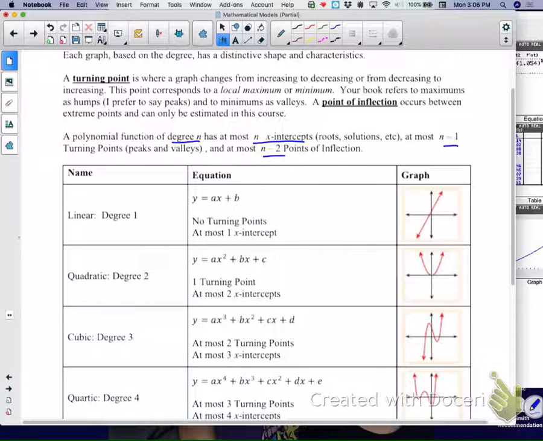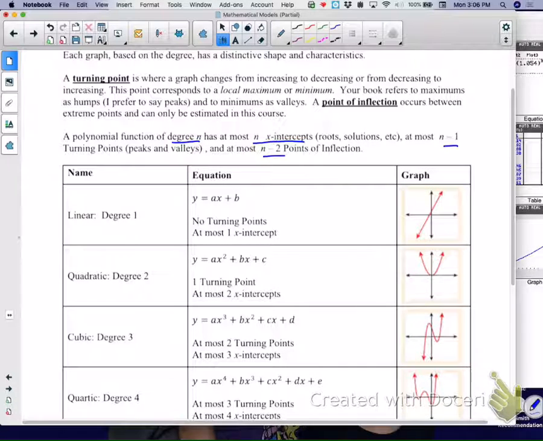Actually, it's at most 1 x-intercept because if you have an x equals line, that one would not have any x-intercepts. But for the most part, a linear graph, degree 1, you're going to have exactly 1 x-intercept. Next, quadratic: ax squared plus bx plus c. This one's going to have at most 2 x-intercepts. Now, the one in the picture there just has 1. And then you are going to have exactly 1 turning point.